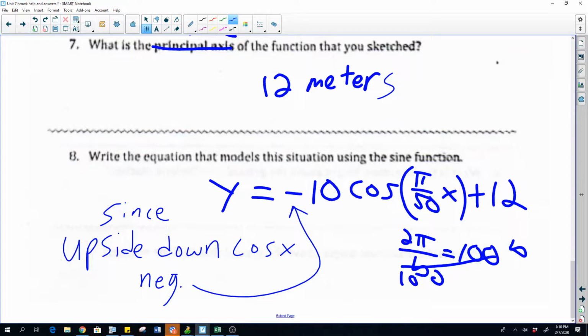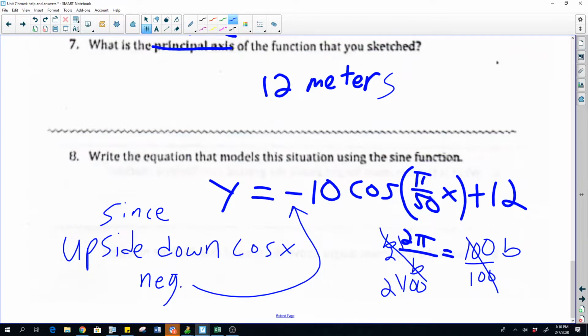The midline was 12. And then to find the b value, it's 2 pi over b. And so that's the formula, right? 2 pi over b equals our 100 seconds. And then you're going to switch these, so b goes up over to this side, and then 100 gets divided down there. And then 2 divided by 100 is 1 over 50, because you divide by 2, divide by 2. So we end up with pi over 50 times x. So there's our formula.